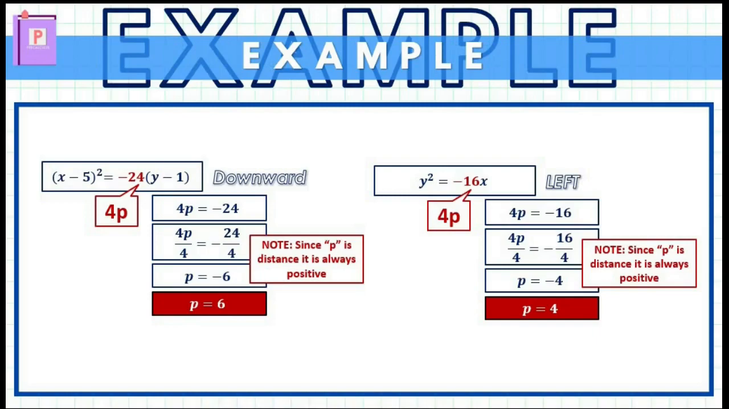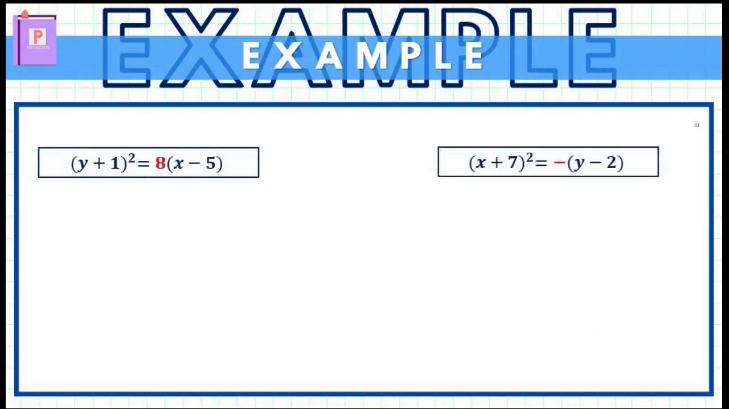Simply locate the multiplier on the right-hand side of the equation, or the number multiplied to the variable which is not squared. Then simply divide it by 4. For the next two examples, you can pause this video for a while, then simply solve for p on your own.